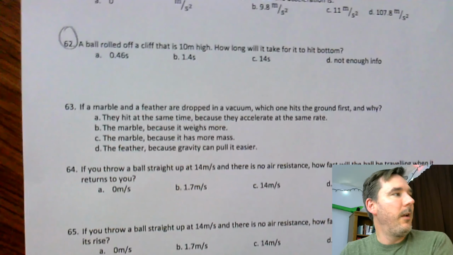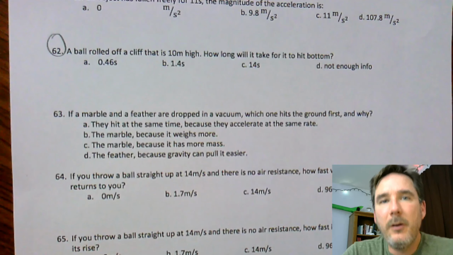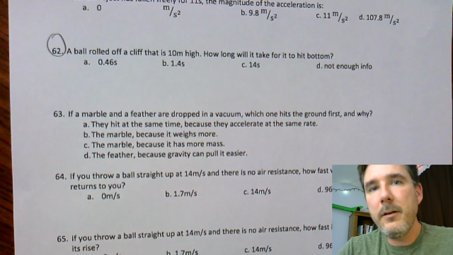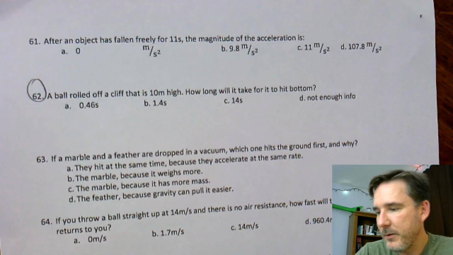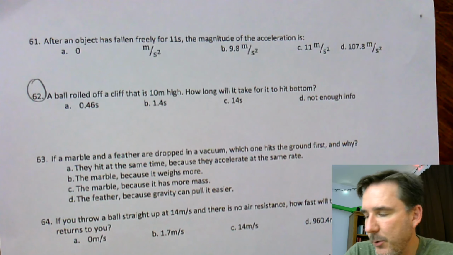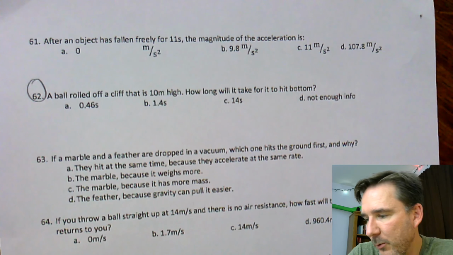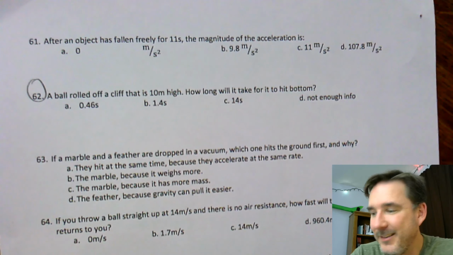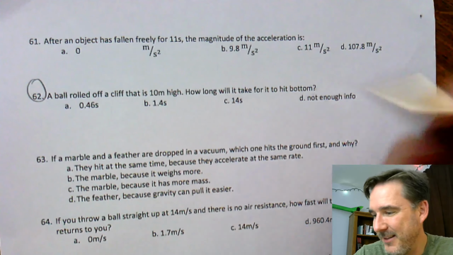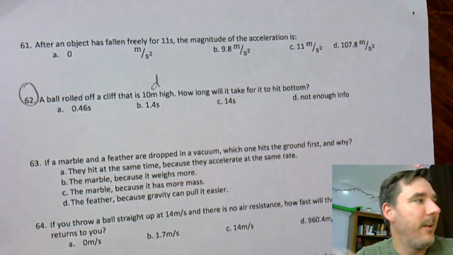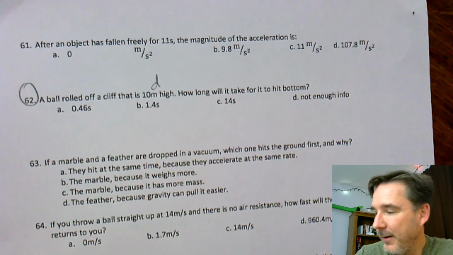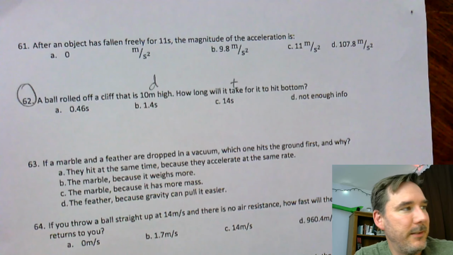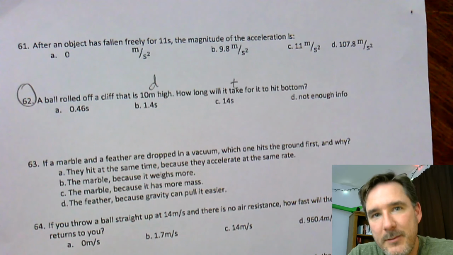You got to be watching out for these. Now, on the review guide, they're sort of chunked together, and so you kind of get clued off that way, but you got to watch out because in question 62, all it tells you is that it rolls off a cliff that's 10 meters high. That's distance, very clearly, but then it's asking how long is it going to take to hit the bottom. How long is it going to take is a time. And that's all it seems to give you.